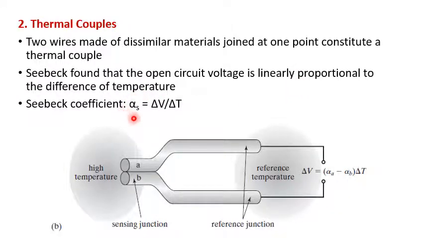So the Seebeck coefficient alpha S is defined as the ratio of the open circuit voltage developed to the change in temperature. So here ΔV is defined as alpha A minus alpha B times ΔT, where alpha A and alpha B represent the Seebeck coefficients of the two materials which are used to form the thermocouple.